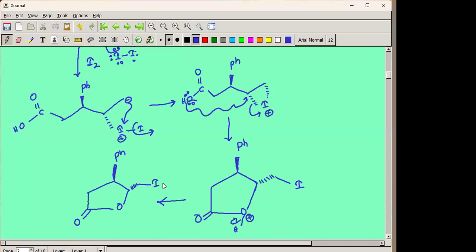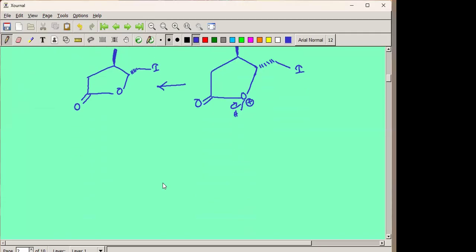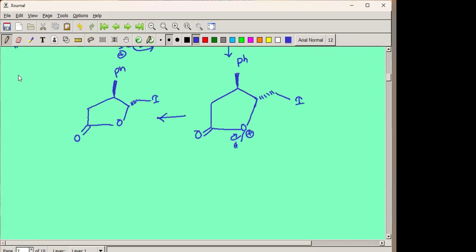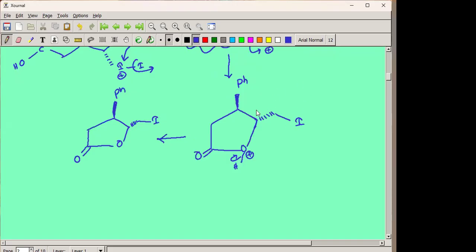Okay. So these are the questions. Now, here I am going to discuss about RS nomenclature. So some more examples. నేను ఇంకొక క్వశ్చన్ మీకు ఇస్తున్నాను ఇక్కడ. What is the configuration at the center? Find out the configuration.